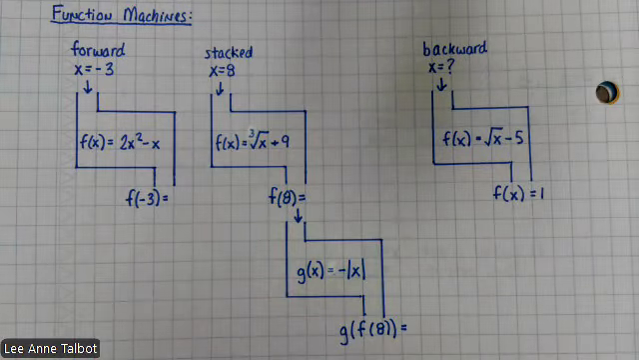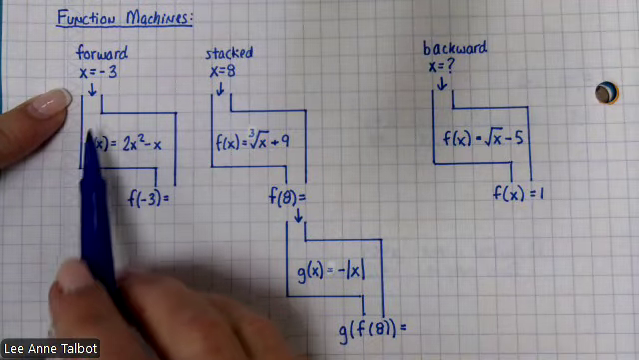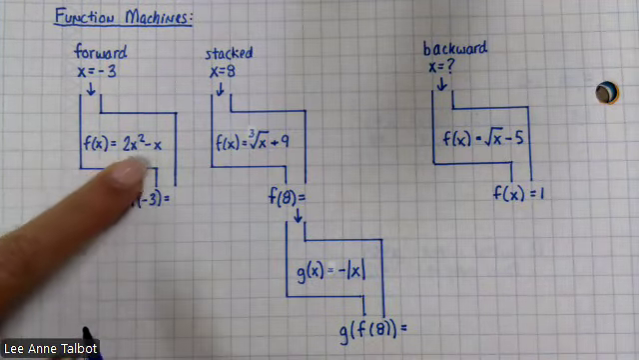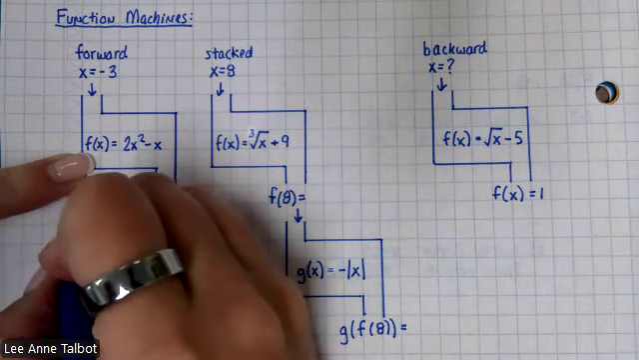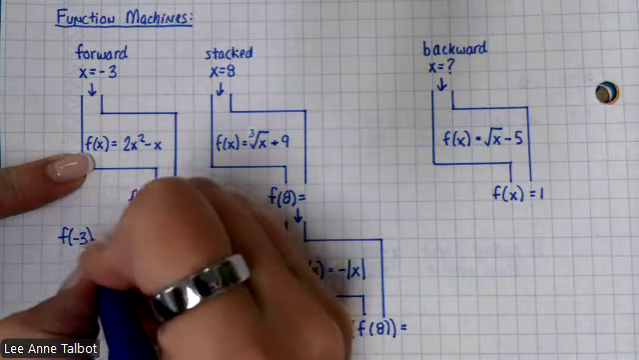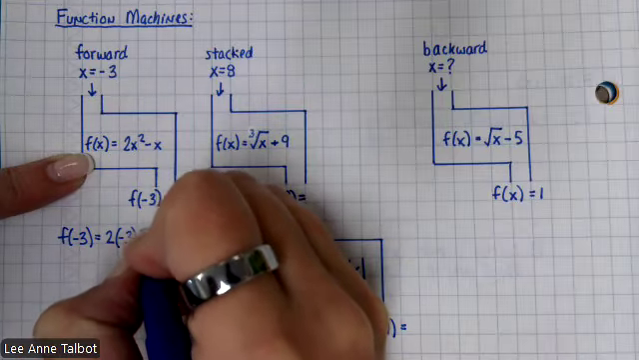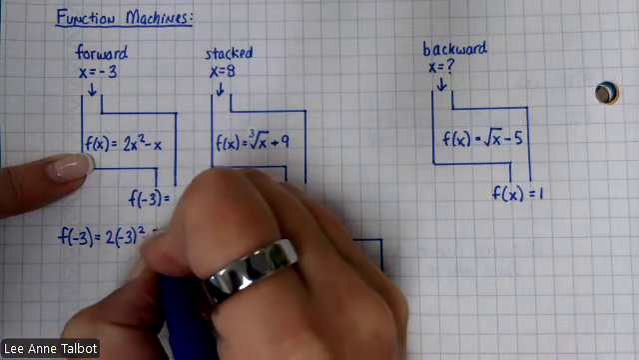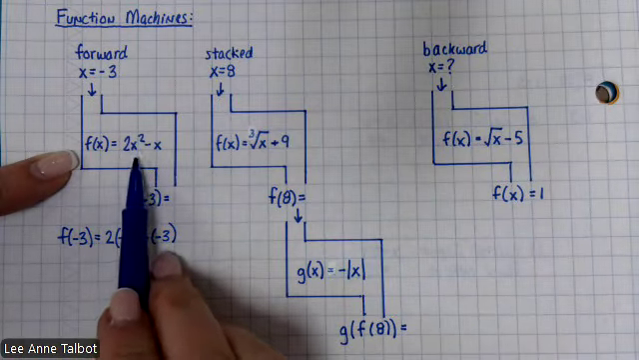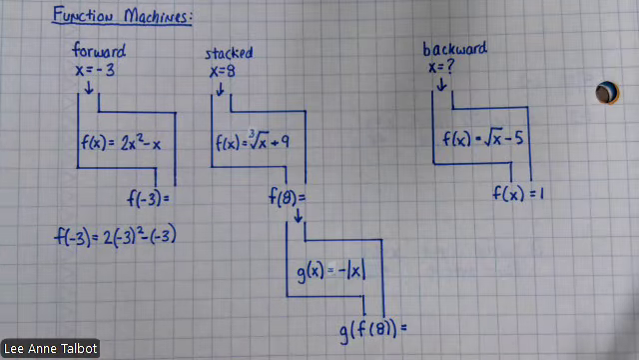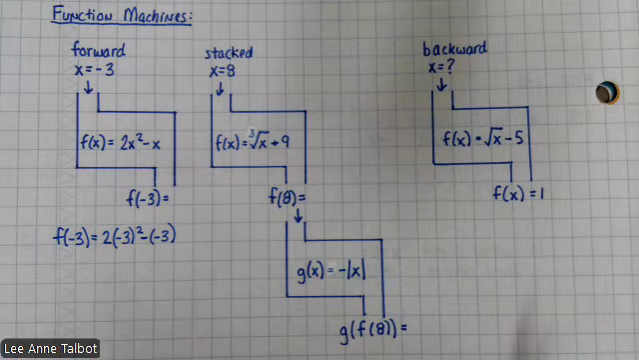Okay, a forward function machine means that you take the function that was given to you and you plug x in every spot. I'm going to do the math down here. So I'm going to say, f of -3 is 2 times (-3) squared minus (-3). So I did 2x squared minus x. Notice I put my -3's in parentheses. I did that on purpose.